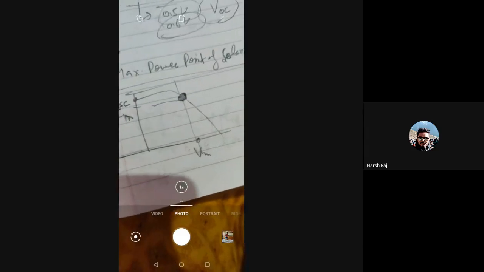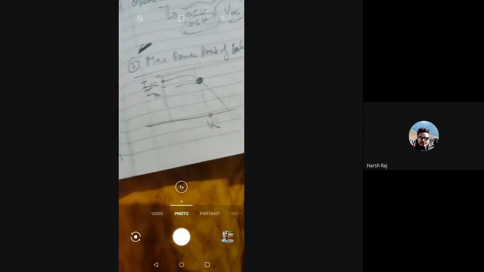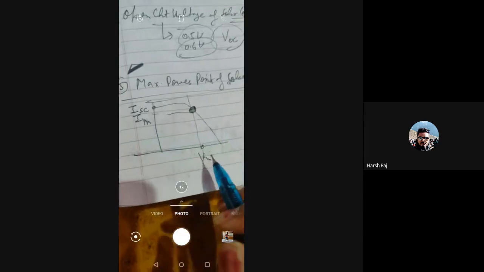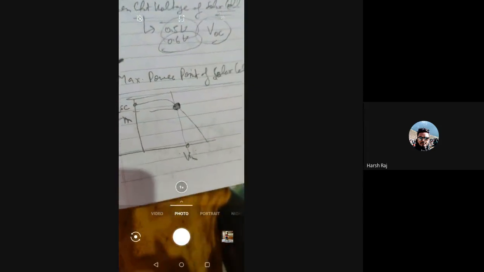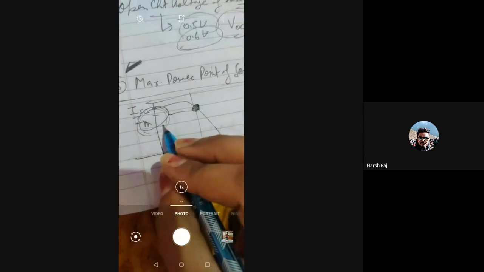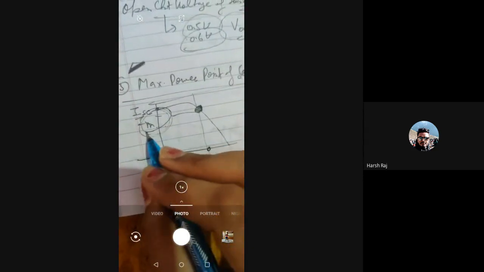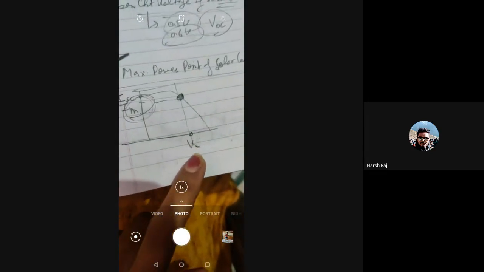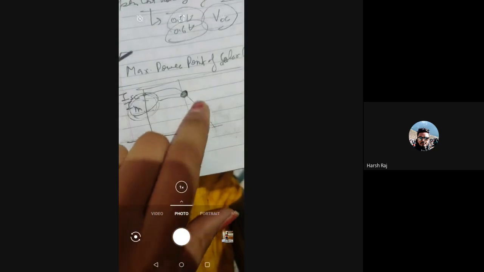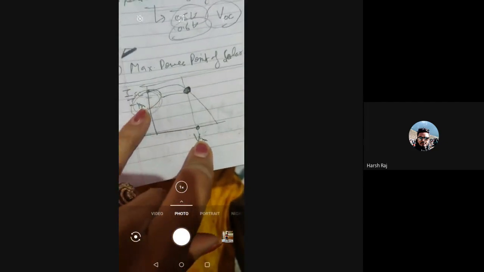So if we draw the VI characteristics of the solar cell, the maximum power will appear from this point. The current you can see is the IM current. This is the current at which the maximum power occurs. That is the IM current. And here is some voltage, that is the VM voltage, that will result in the maximum. This combination of the VM and the IM will provide you the maximum power point.